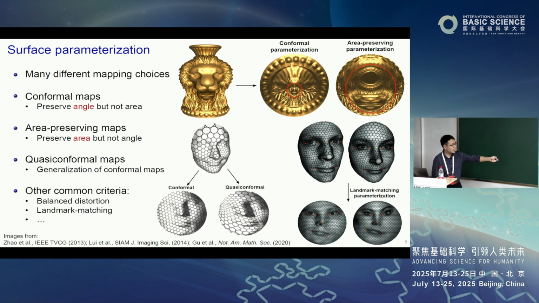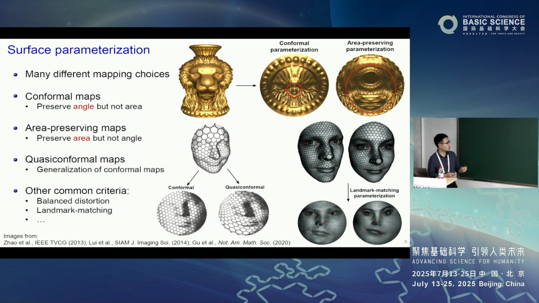So this is one example. Here we have a lion vase model, and if we use a conformal parametrization, then it will be mapped to a shape like this. And you can see that the lion head is actually mapped to a very small region. But if you just look at the other features, they are actually pretty well preserved in terms of their shape and their angles. So that's a feature of conformal parametrization, angle-preserving parametrization. And as you can see here, the area distortion of some parts may be very large.